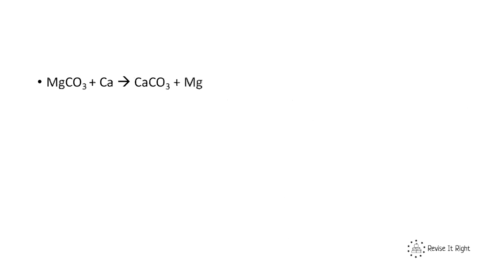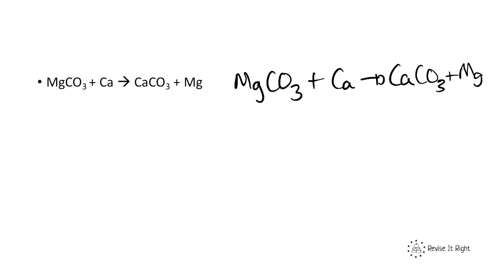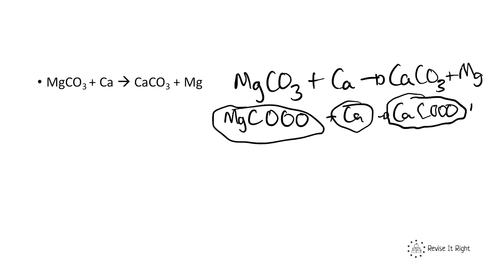We'll do one more together, and then I'm going to give you a few to get on with on your own. So here we've got MgCO3 plus Ca, CaCO3 plus Mg. So let's write them out like we've done before. So Mg, there's 1 Mg, 1 C, and 3 lots of O's. I'm going to circle that. So there's 1 calcium, there's 1 Ca, 1 carbon, don't get confused between the carbon and the Ca, and 3 oxygens here, and then 1 Mg here.